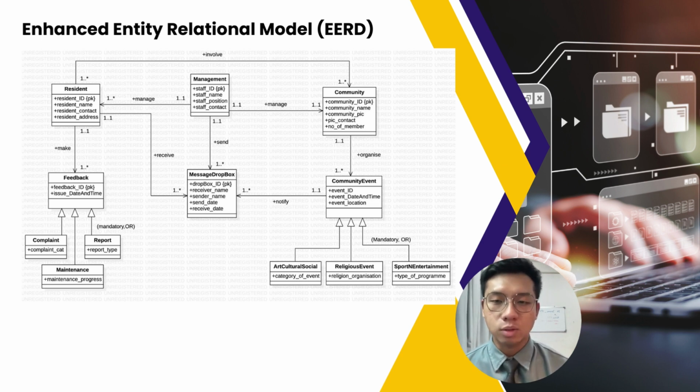In the feedback class, we can see the feedback ID and also issue date and time as the attributes in the feedback form, and the feedback ID is the primary key. We can see the three subclasses of feedback, which are complaints, report, and maintenance. In the complaints, we can see the complaint category. In the reports, we can see the type of report, and in the maintenance, we can see the maintenance progress. So that is our enhanced entity relationship model.